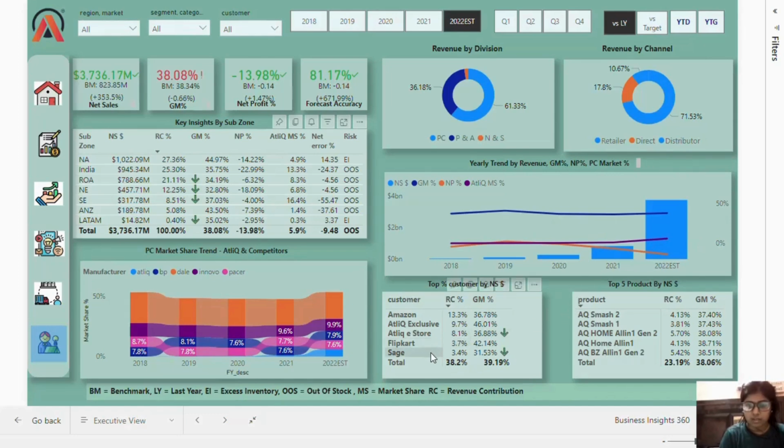And this is the top customer for the AtliQ hardware. So in terms of revenue contribution, Amazon and AtliQ exclusive are the top customers, while in terms of gross margin, AtliQ exclusive and Flipkart are the top customers. And similarly, here are top 5 products. These are the top 5 products of the AtliQ hardware. So till now I covered all the views. Now get back to home page.